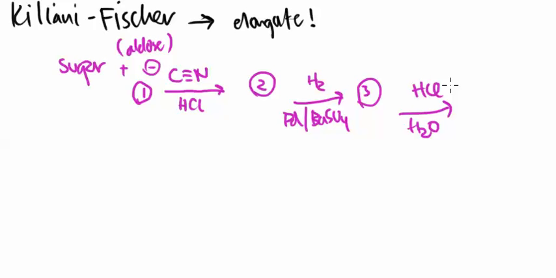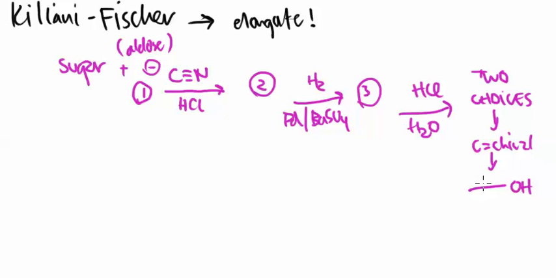The problem though is that there's 2 choices most of the time, right? And these 2 choices are because the carbon is chiral that we add on. So does the OH group go to the right hand side with the H to the left, or does the OH group go to the left hand side with the hydrogen on the right? Either one of these will work. It doesn't matter. That's the beauty of Kiliani-Fischer, but that's also sometimes the problem of Kiliani-Fischer.